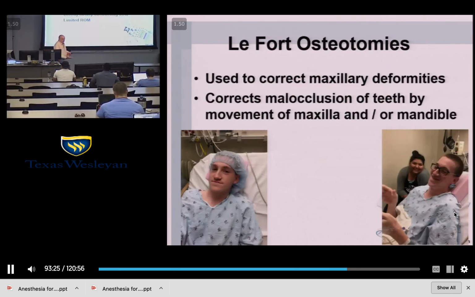There are folks that look like this that can have a Le Fort osteotomy done. Does this kid look familiar at all? This is my oldest son. He had a Le Fort osteotomy done about 5-6 years ago, and it's used to correct maxillary deformities. This is Noah. He had a terrible, terrible underbite, so he had his maxilla advanced and his mandible receded. It corrects malocclusion of the teeth by movement of the maxilla and/or mandible. He had what's called a Le Fort 1 procedure done and a BSSO.